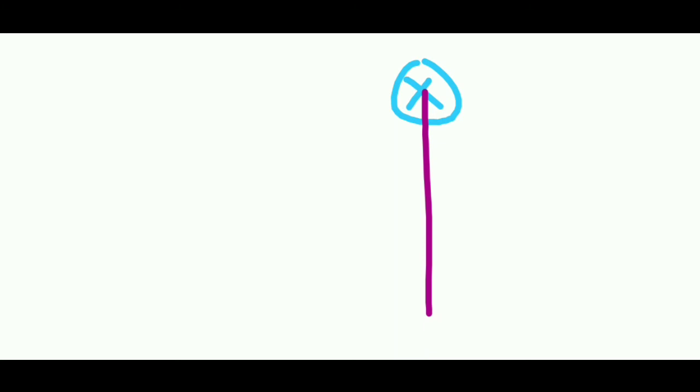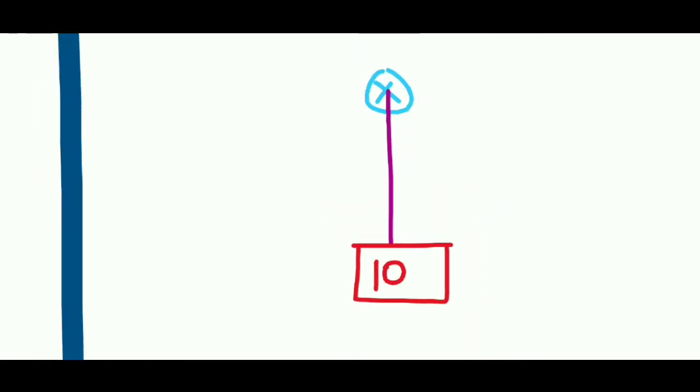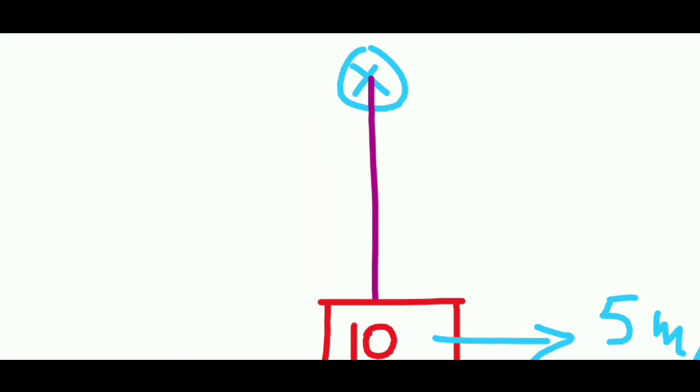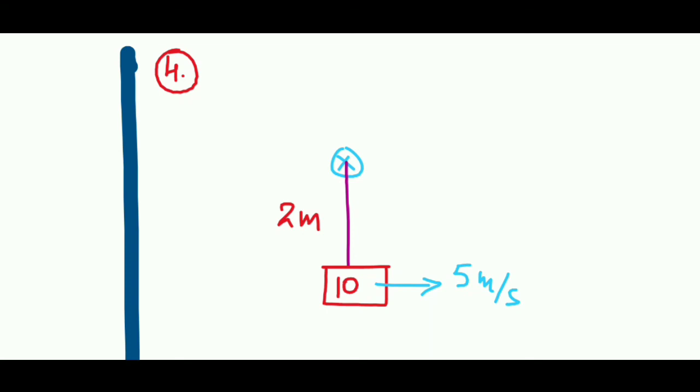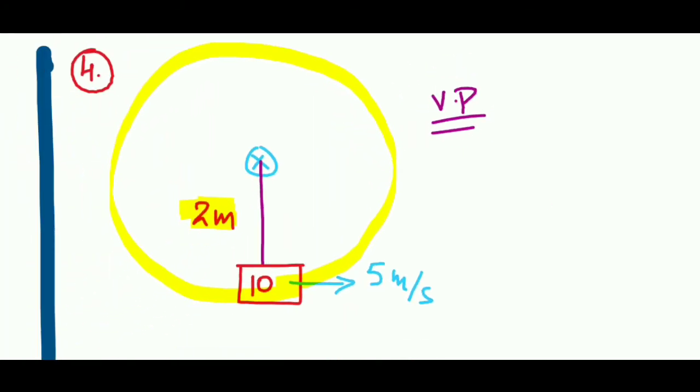After hinging the rope from one end, I am placing a block on this side. Let us consider the block mass as 10 kg, and at this point I have given a velocity of 5 meter per second to this block. The length of the rope is 2 meter, and this will become the radius of the vertical circle. Try to imagine, the vertical circle will look something like this. So this time the circular motion will happen in the vertical plane.